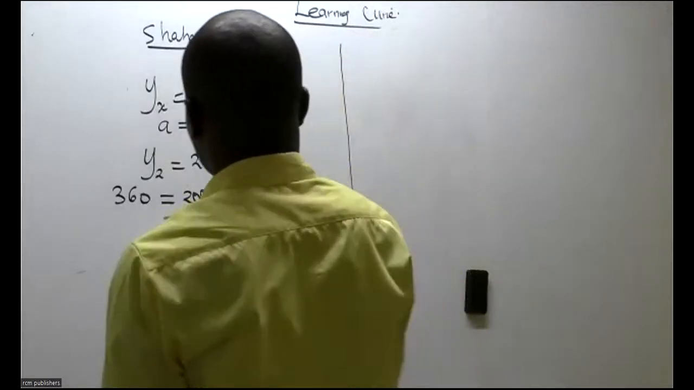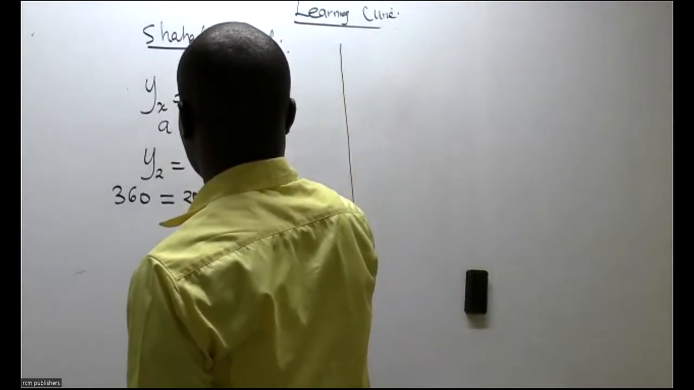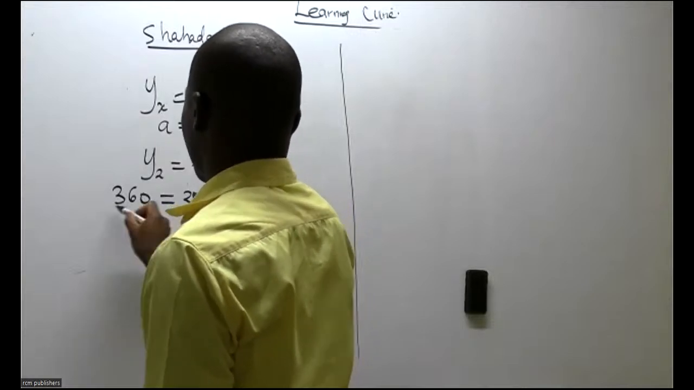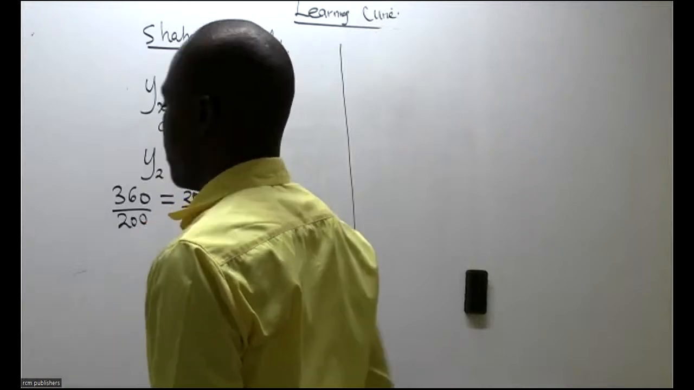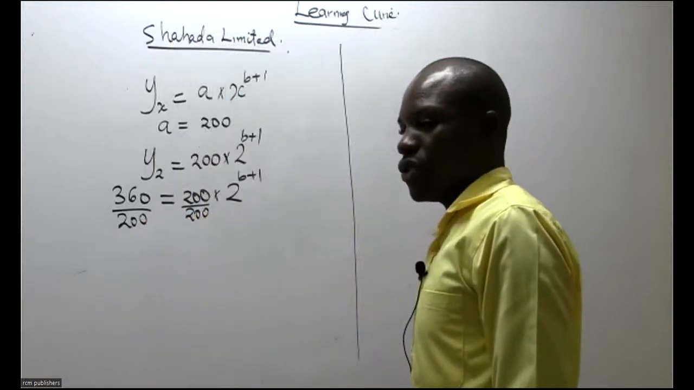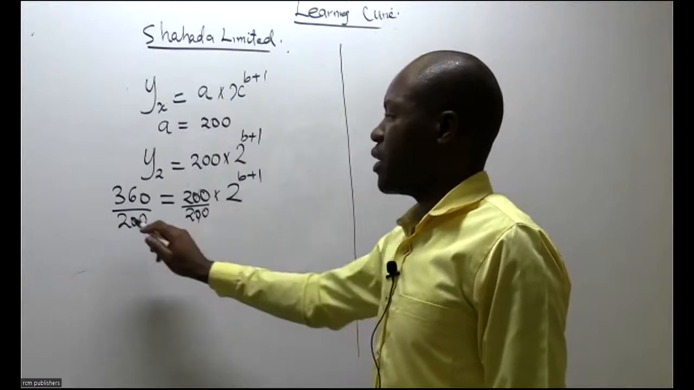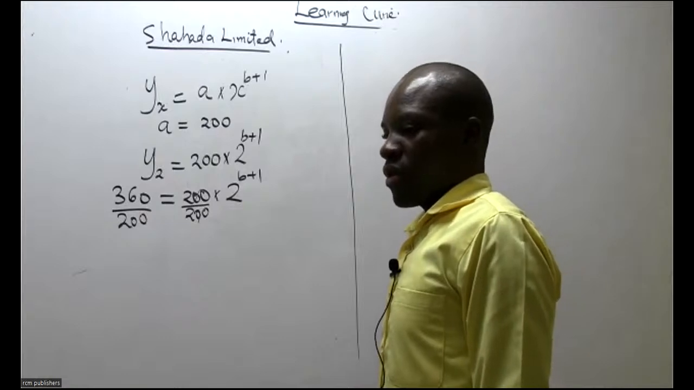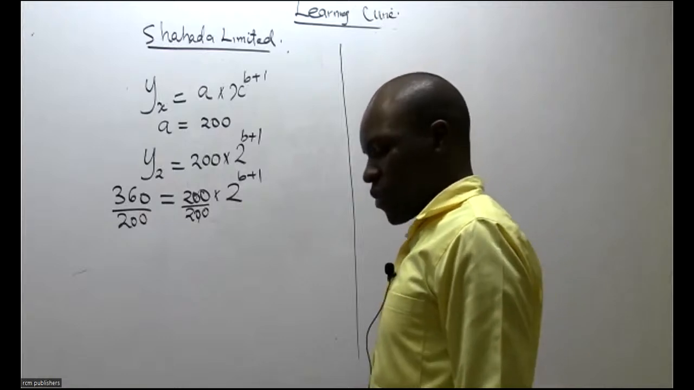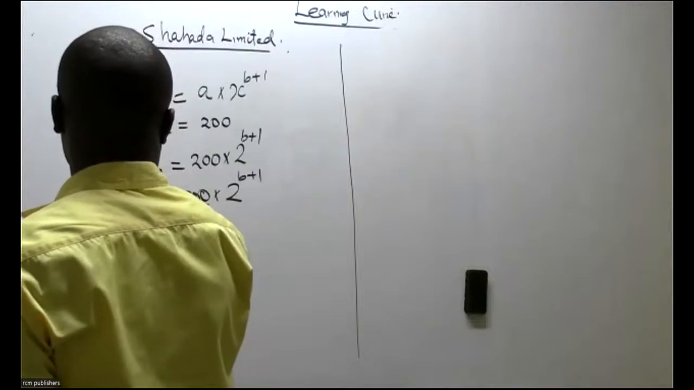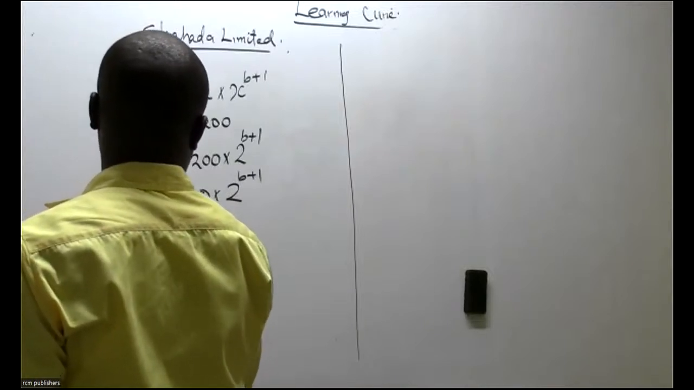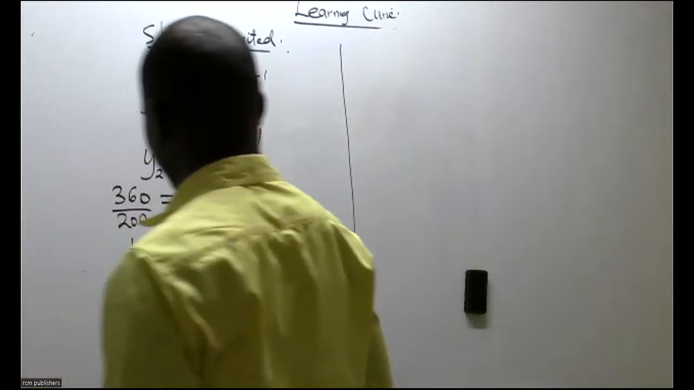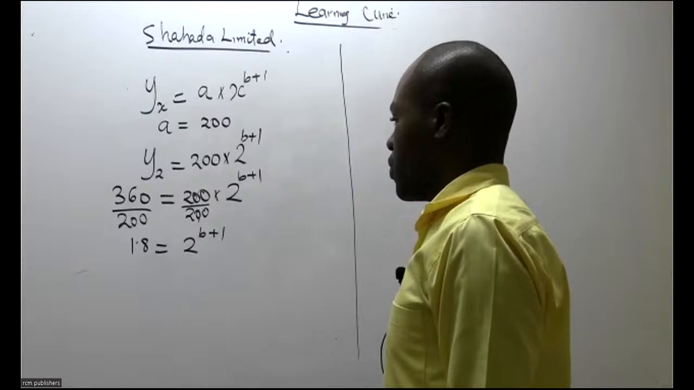At this point, to make this simple, divide both sides by 200. What are we going to have? Of course, this one will be 1. How about the other one? We'll be having 1.8. So 1.8 is equivalent to 2 raised to power B plus 1.